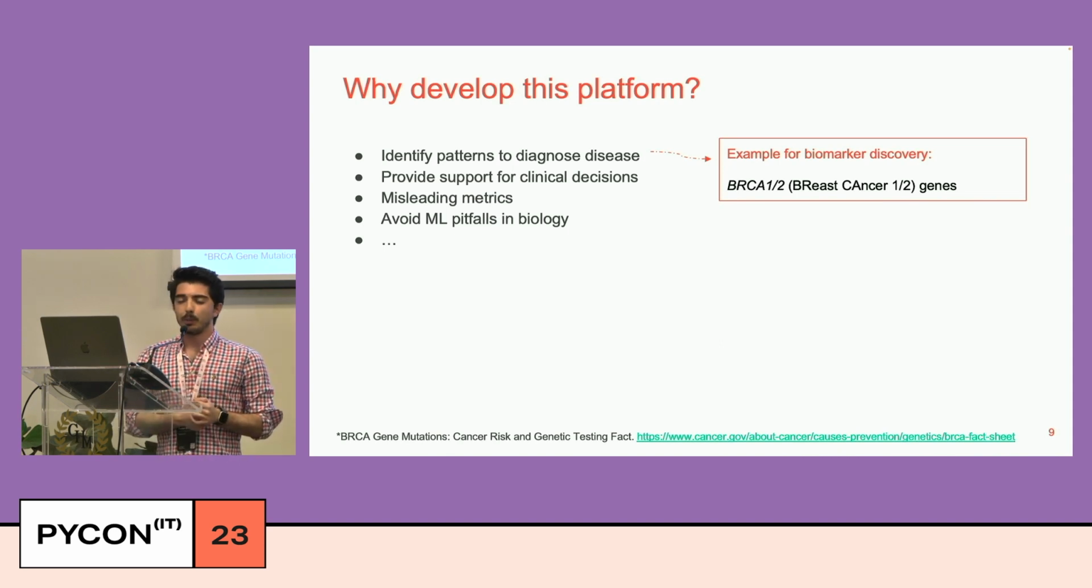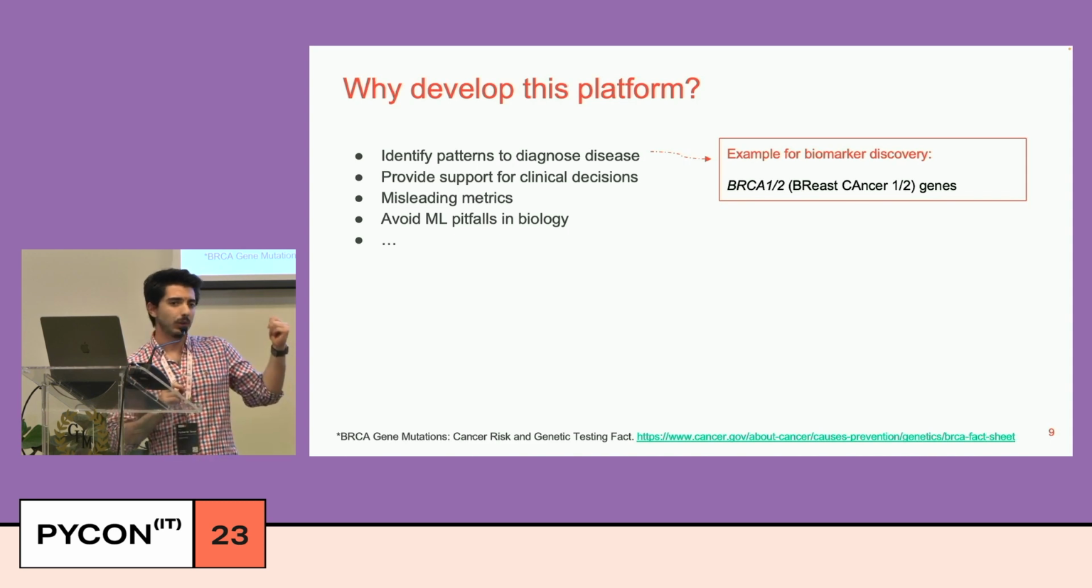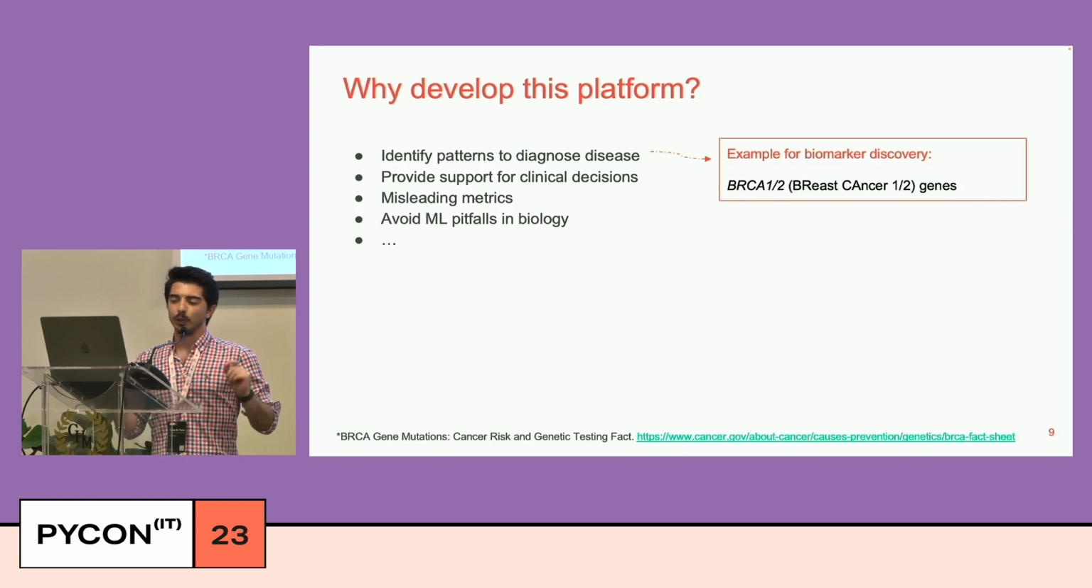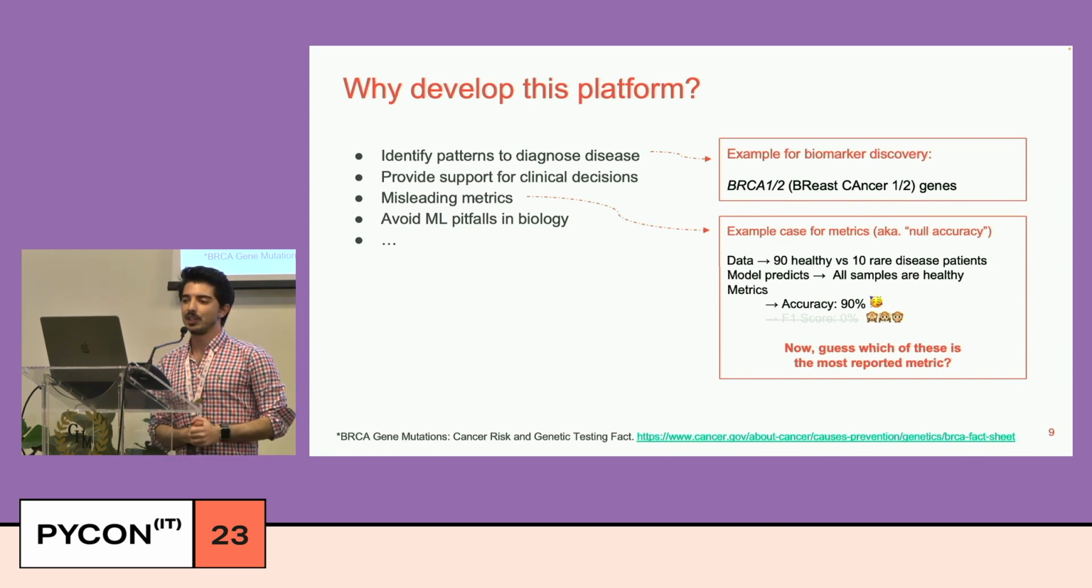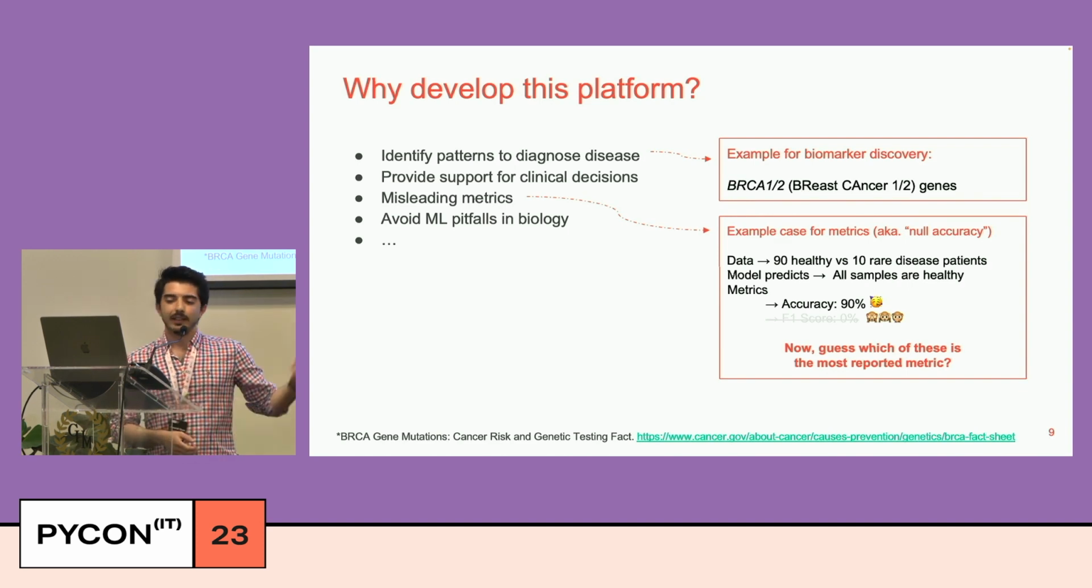One cool example is the BRCA gene. If a woman has a harmful mutation in those genes, her chance of getting breast cancer and ovarian cancer dramatically increases. So early diagnosis is saving lives. We would like to discover biomarkers and, for sure, help the clinicians. Another point is, again, the problem for researchers in machine learning applications: misleading metrics. In this example, I just give it, but it's very common.